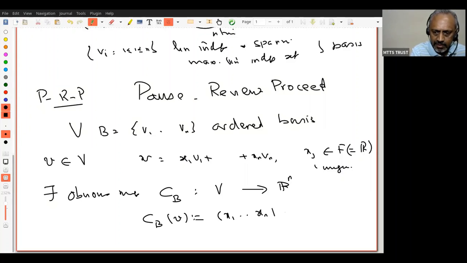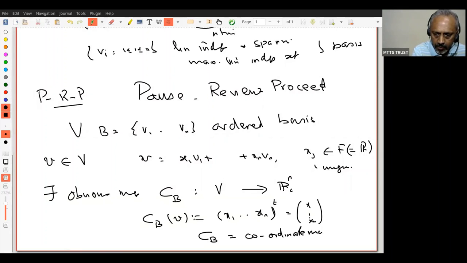If you want to write it as a row vector, or if you want to write it as a column vector, x1, x2, ..., xn. So let us make it this. We think of this as column vectors. Do you understand this? So this map I call a coordinate map, relative to the ordered basis, associated with the ordered basis B.